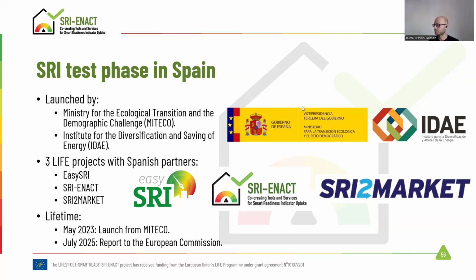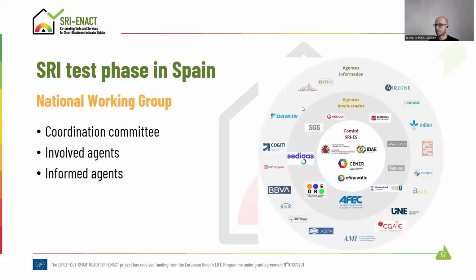And next slide, please. So here I show you a map of the entities that are related with this test phase in Spain that actually form what we call the National Working Group. And it's divided into 3 main levels. First, we have the Coordination Committee, then the Involved Agents, and the Informed Agents.